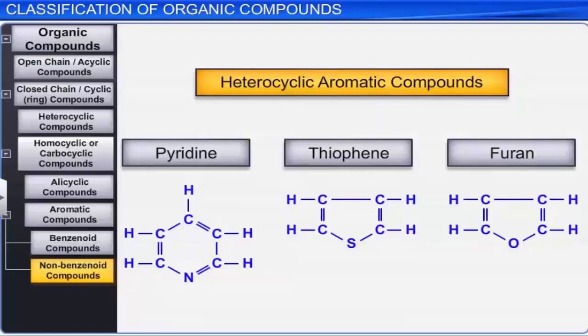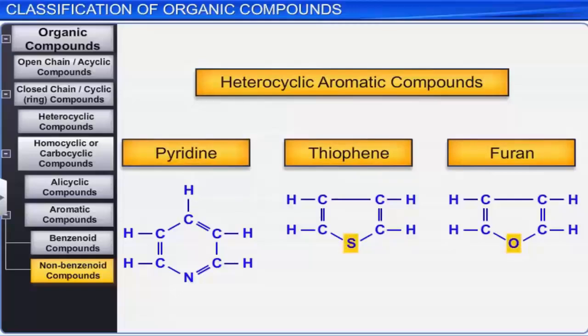These compounds contain heteroatoms such as nitrogen or sulfur or oxygen in addition to carbon atoms in the ring and resemble benzene in their properties. For example, pyridine, thiophene and furan are heterocyclic compounds containing heteroatoms, nitrogen, sulfur and oxygen respectively.